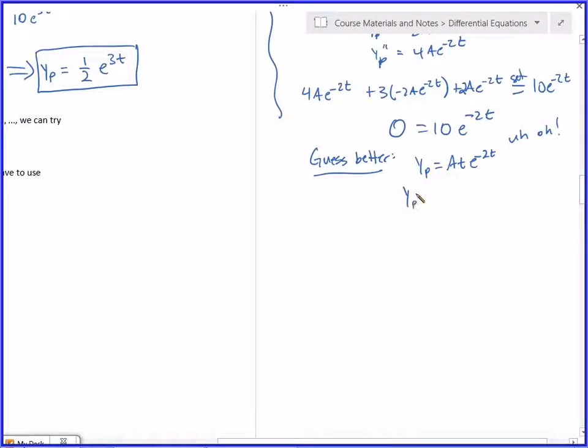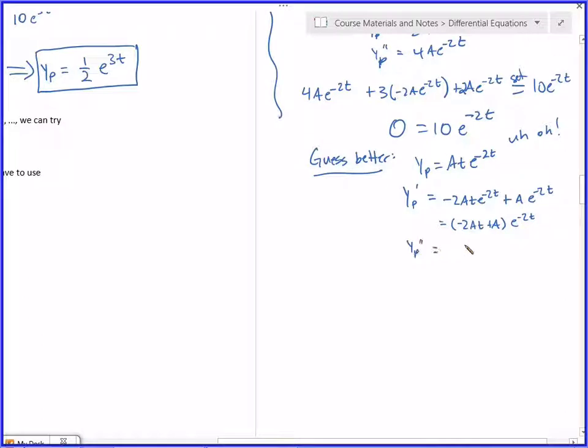Now what's yp prime? It gets a little messier. I've got to use the product rule: first times the derivative of the second, negative 2a t e to the minus 2t, plus second times the derivative of the first, a e to the minus 2t. Which I would write as negative 2a t plus a, times e to the minus 2t. It's product rule again, that's why.